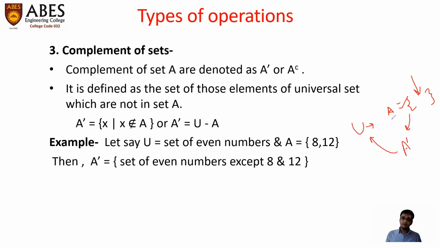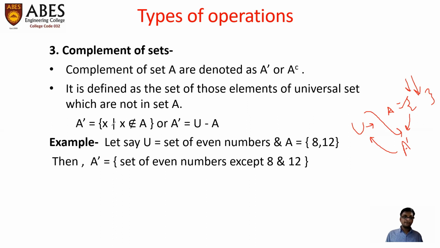Again, I am repeating. Suppose there is a universal set. From the universal set, some set is generated in which some elements are present. So if we talk about the A complement, I am taking those elements which are not present in set A. So except the elements present in set A, all the remaining elements which are part of the universal set will be the A complement set.